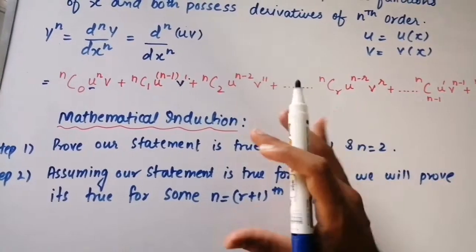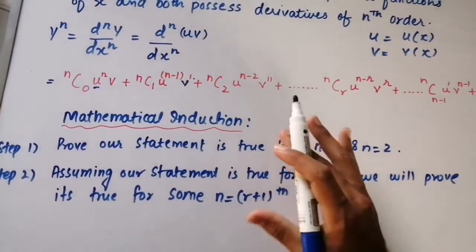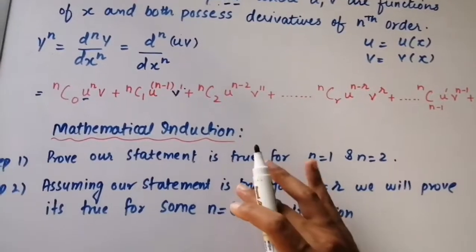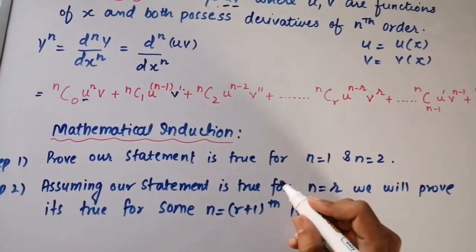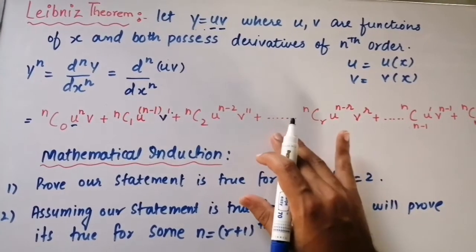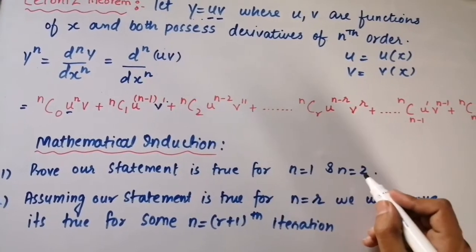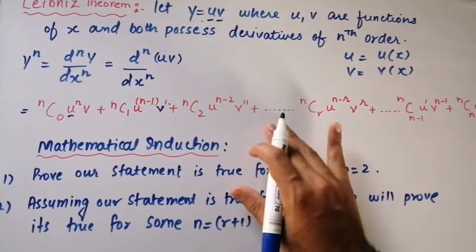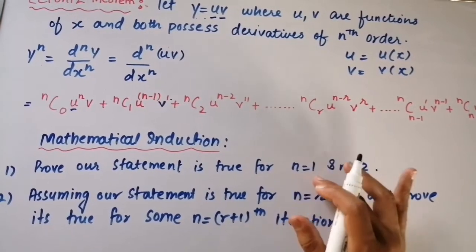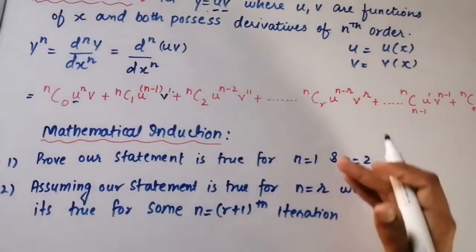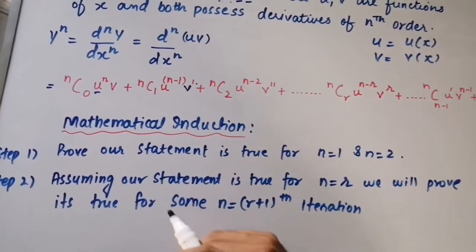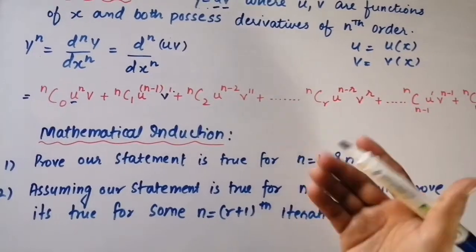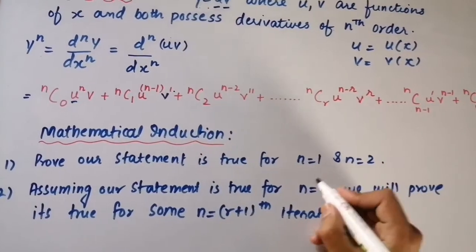Mathematical induction basically involves two steps, and we are going through these two steps to prove Leibniz theorem. The very first step is that we are going to prove that our statement, that is Leibniz theorem, holds for n equal to 1 and n equal to 2. We are going to check that our statement is valid for the initial iterations, like n equal to 1 and n equal to 2. Then we will move towards the second step, and in this step we assume that our statement is true for some general number, like n equal to r.